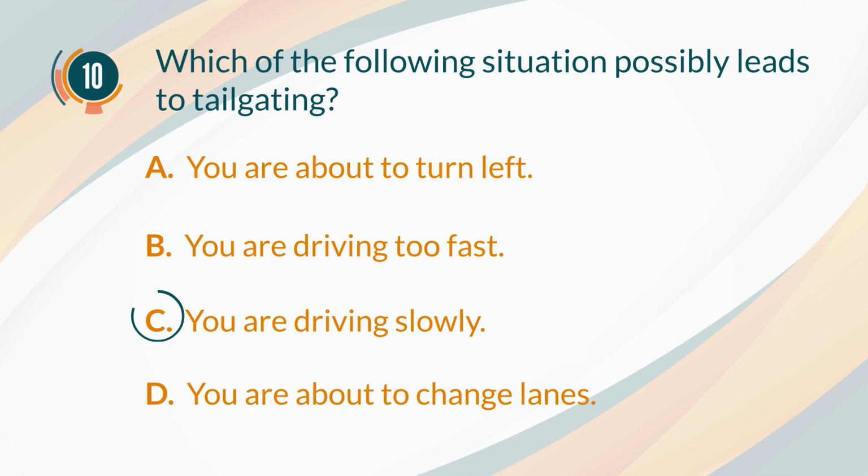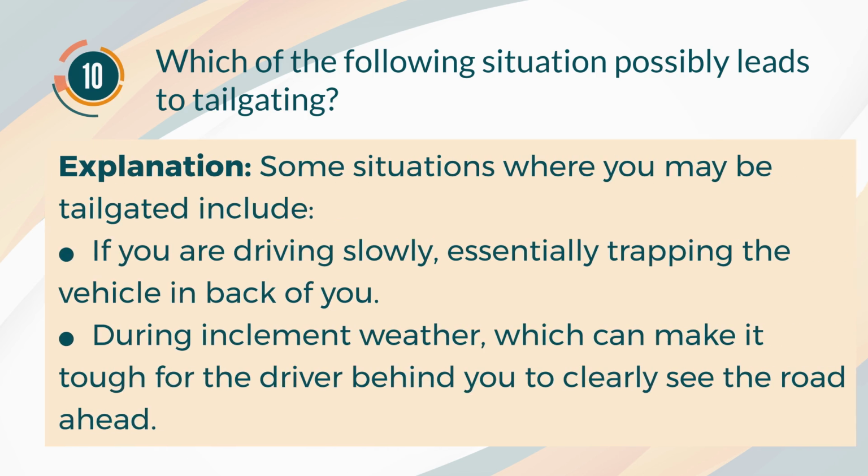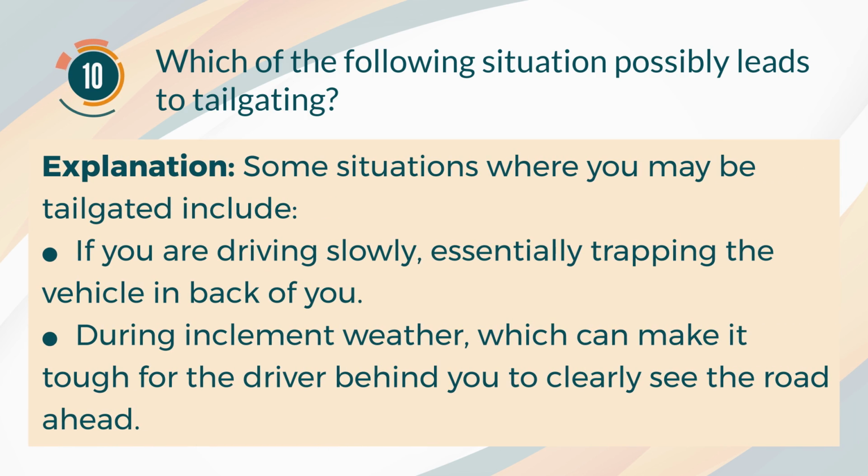The correct answer is C. You are driving slowly. Explanation. Some situations where you may be tailgated include if you are driving slowly, essentially trapping the vehicle in back of you. Or during inclement weather, which can make it tough for the driver behind you to clearly see the road ahead.